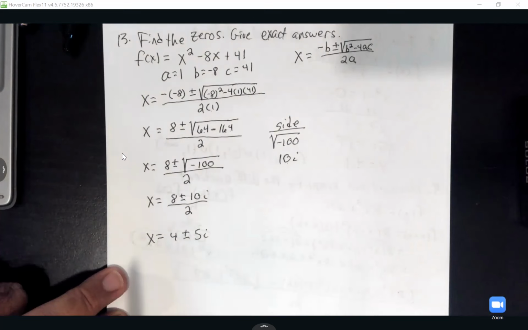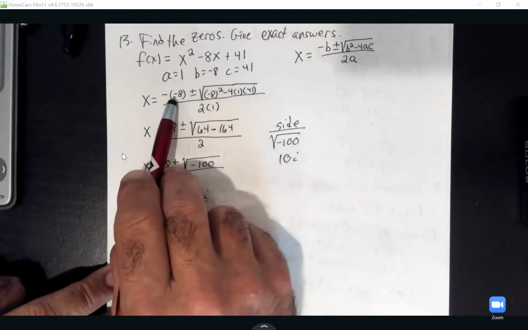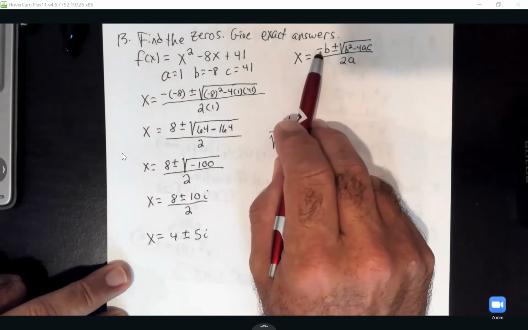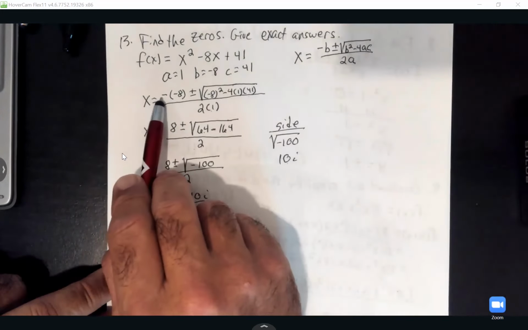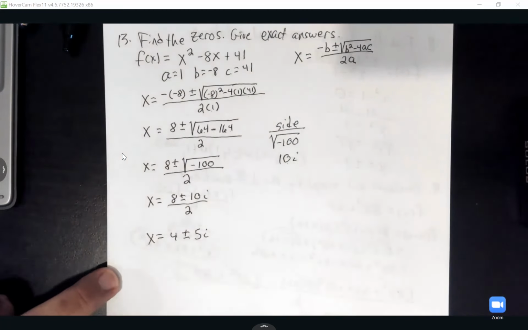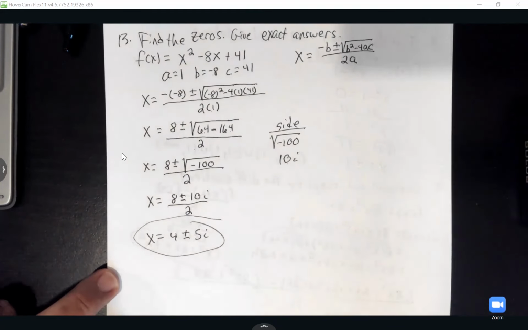Now, the biggest mistake people make on this one, when they bring that -8 down here, they don't put that first negative that's in that formula. You got to put that negative and then put your -8 in, okay? So there we go. x is 4 plus or minus 5i.